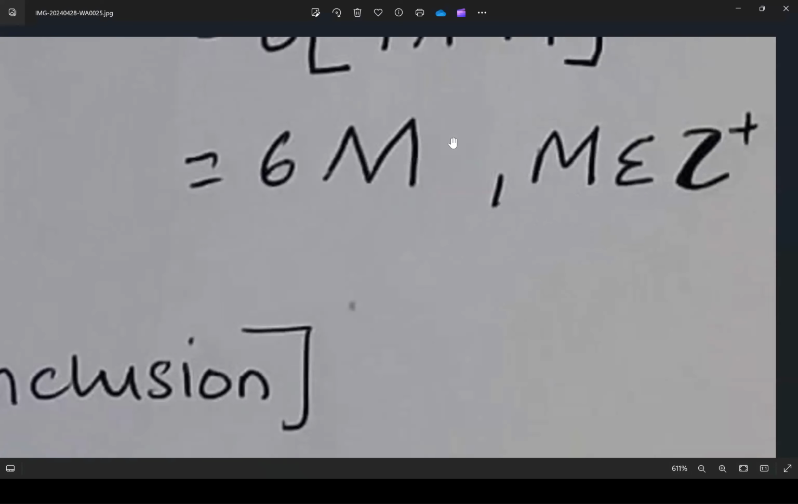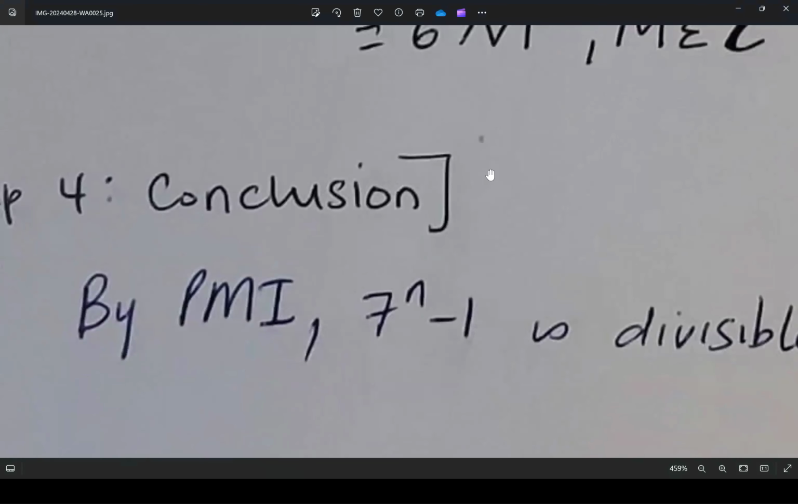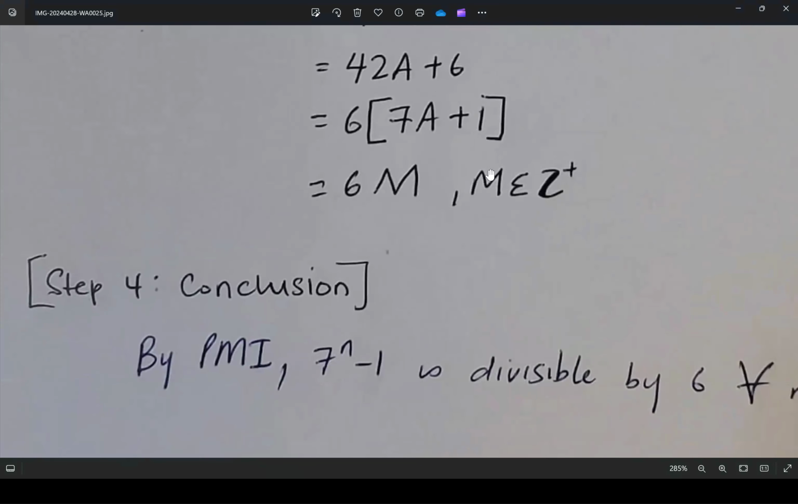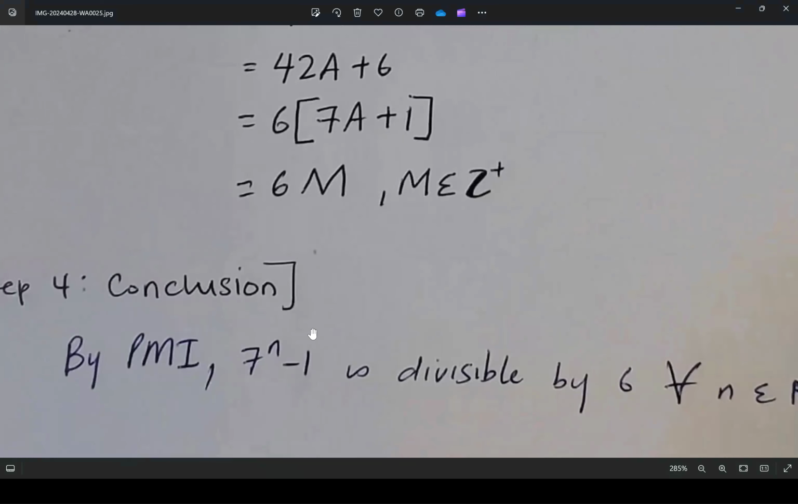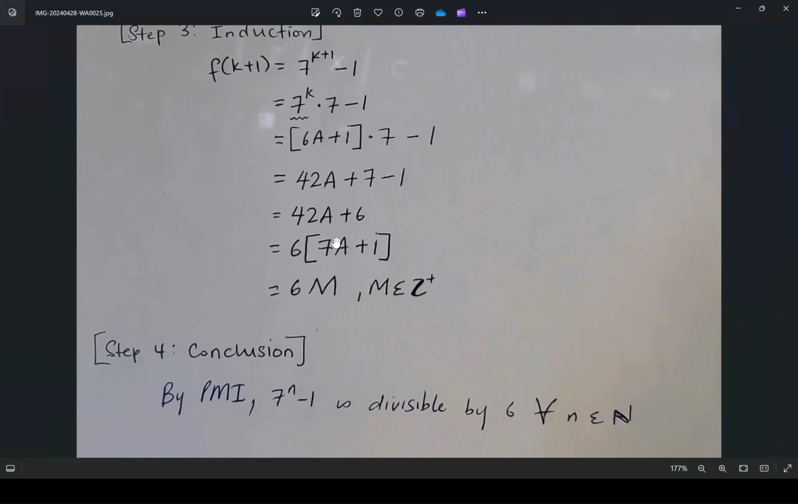M is also an integer. So that means that 6 times an integer would also be divisible by 6. So now the last step is to write a conclusion. Just tell them that, yes, all the work I've done is correct. So by the principle of mathematical induction, the statement that you stated is true: 7^n minus 1 is divisible by 6 for all n in the set of natural numbers.